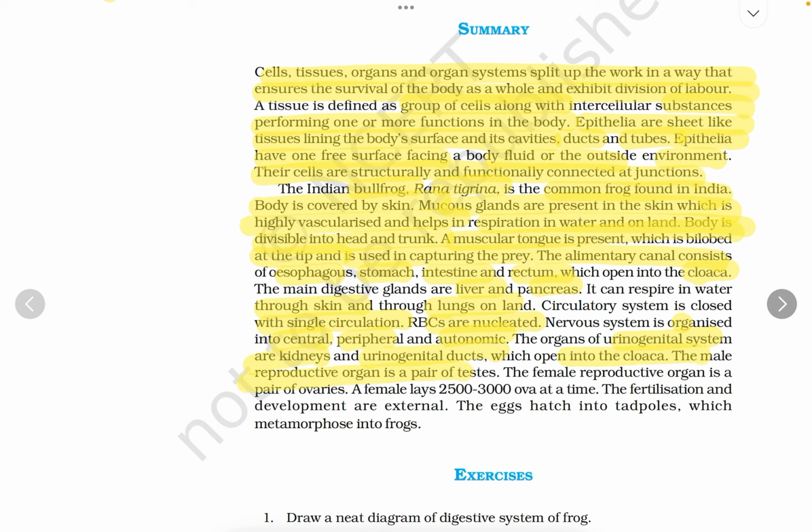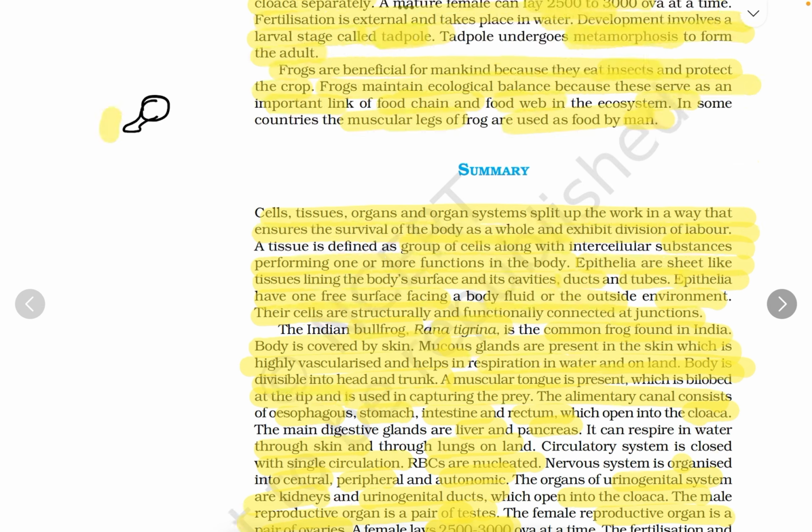The male reproductive organ is a pair of testes. The female reproductive organ is a pair of ovaries. A female lays 2500 to 3000 ova at a time. The fertilization and development are external. Eggs hatch into tadpoles, which because of metamorphosis become frogs. So this is the chapter.